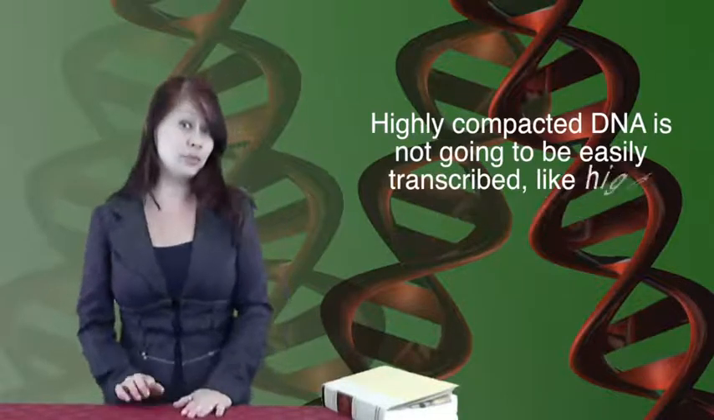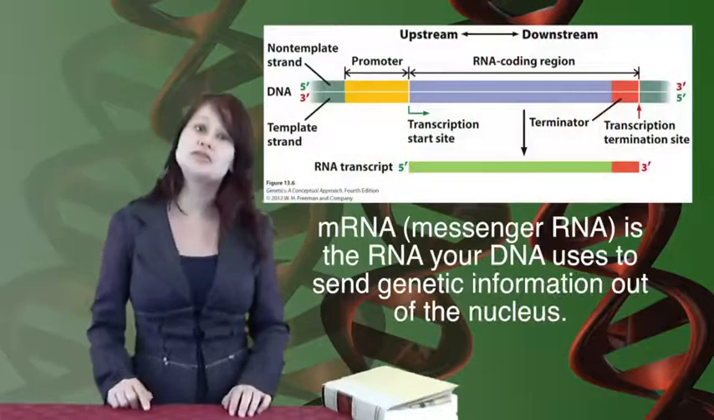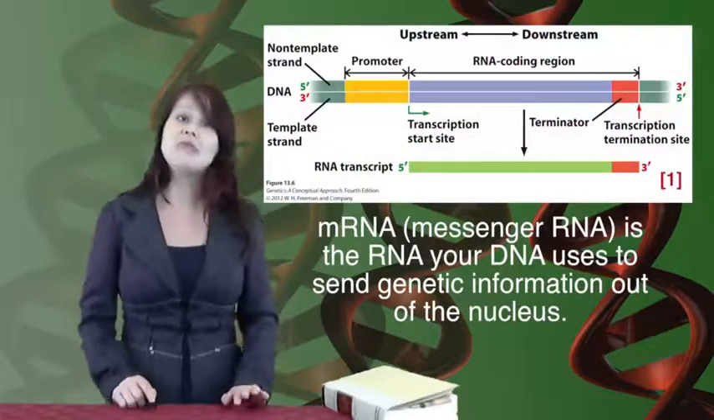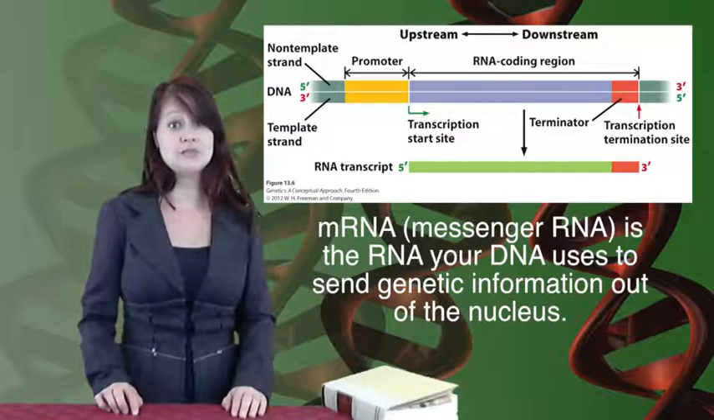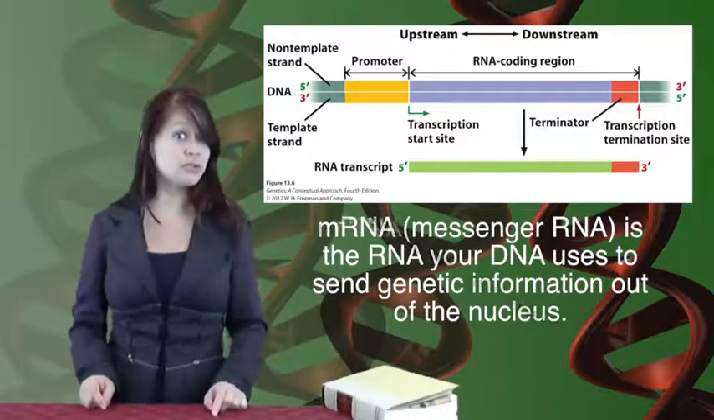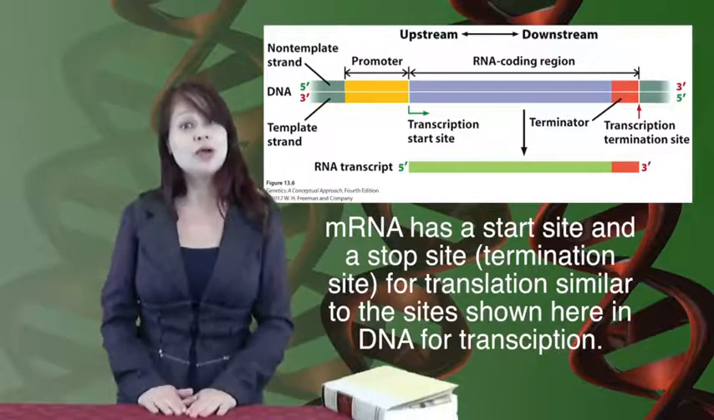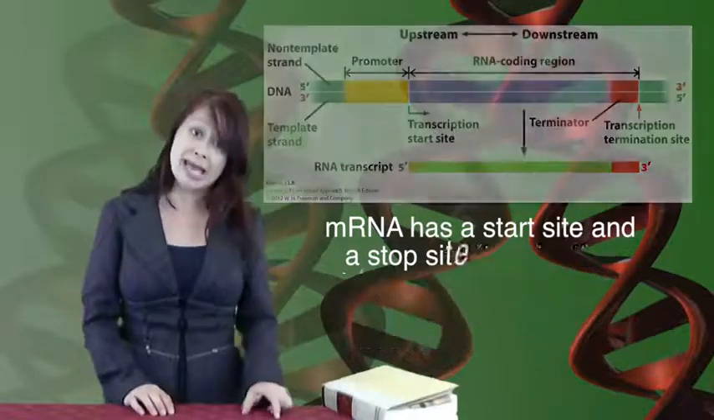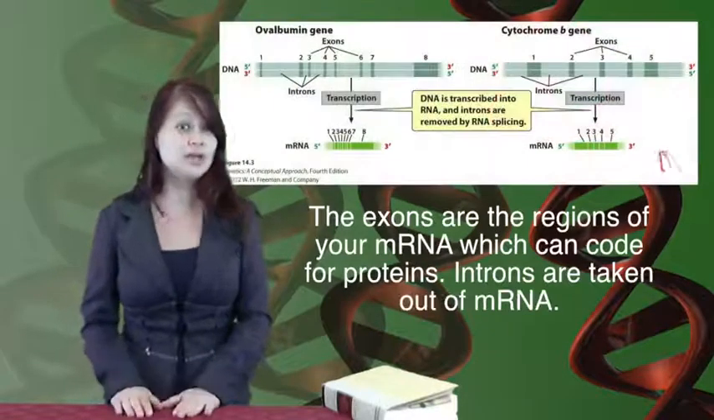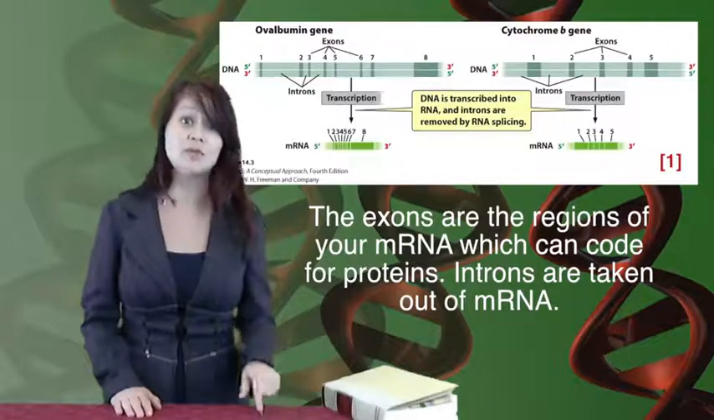Now the other important player we've talked about, RNA. More specifically, we'll be talking about messenger RNA or mRNA. That plays a major role in translation. mRNA also has special regions. It has a start region and a stop region for translation. And throughout the mRNA, there are regions called exons and introns. And contrary to what the name implies, introns are actually the regions that are taken out from the mRNA.